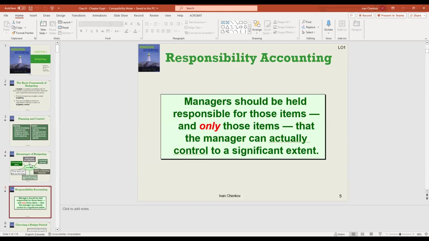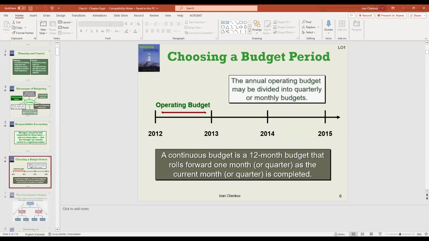One thing that you have to understand, we have to use the budget responsibly. It means that we're going to keep people responsible only for the items that they actually can manage and control. We're not going to keep them responsible for the items that they cannot actually have control over.